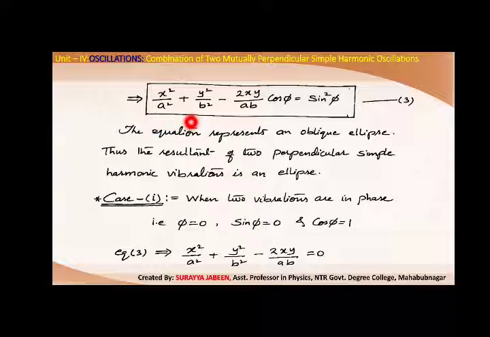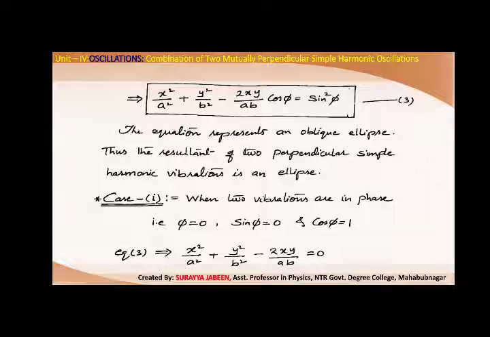Then we are getting this final equation: x square by a square plus y square by b square minus 2xy by ab cos phi equal to sin square phi. This equation represents an oblique ellipse. Thus the resultant of two perpendicular simple harmonic vibrations is an ellipse. So we are discussing the case when we are taking the combination of two mutually perpendicular, having 90 degrees angle, simple harmonic vibrations having the same frequencies. Then the resultant will be an oblique ellipse.